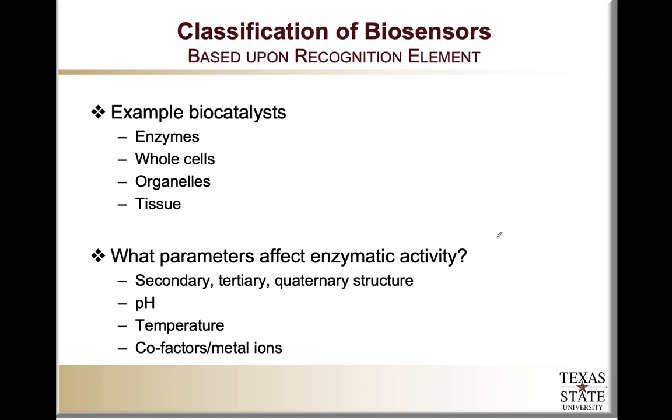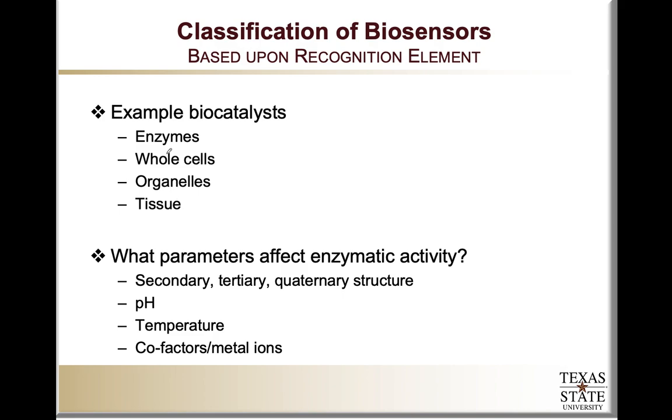Examples of biocatalysts include enzymes or whole cells, organelles, or even tissues that include those enzymes. And here I want to mention that if you're going to use enzymes by themselves, those enzymes can be either individual enzymes or a multi-enzyme sequence. Utilizing multiple enzymes that work in sequence can improve selectivity for the target analyte. In addition, those enzymes can be either purified from cells or they can be recombinant in nature.